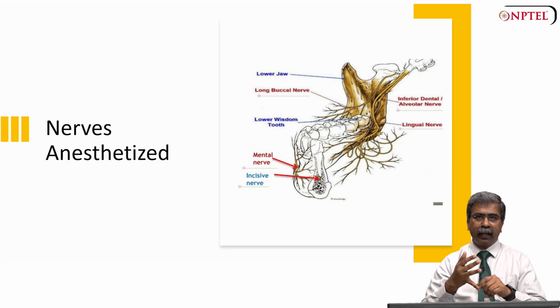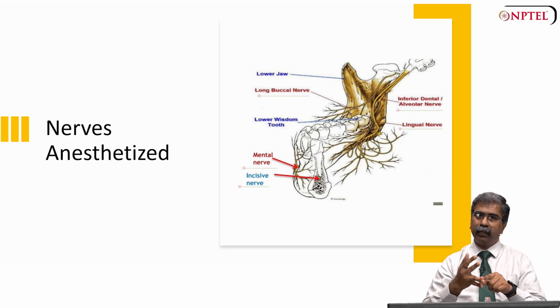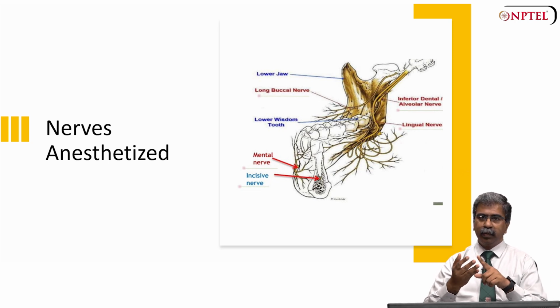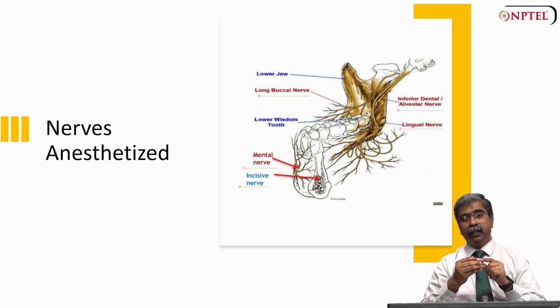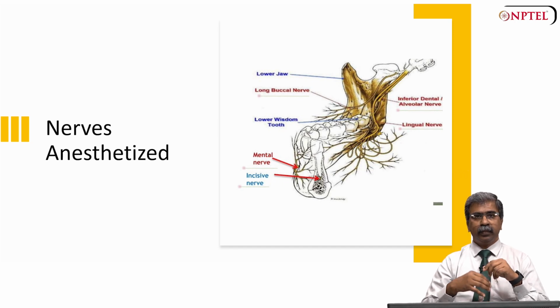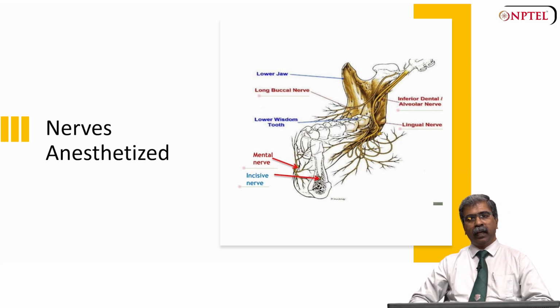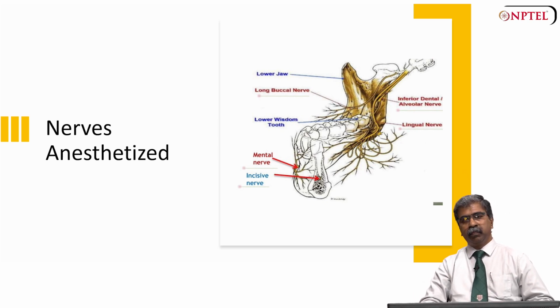You anesthetize the inferior alveolar nerve along with the lingual nerve, and as described earlier, if you are doing a procedure in the posterior mandible, you need to get your long buccal nerve anesthetized as well. So, these are the nerves that are anesthetized in an inferior alveolar nerve block.